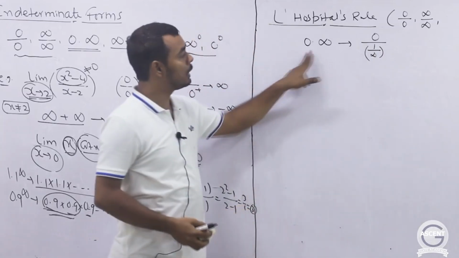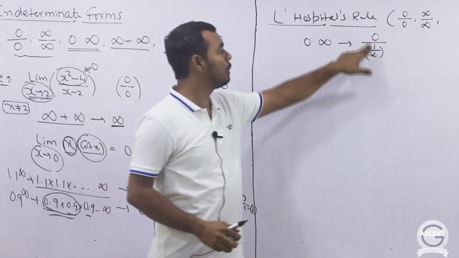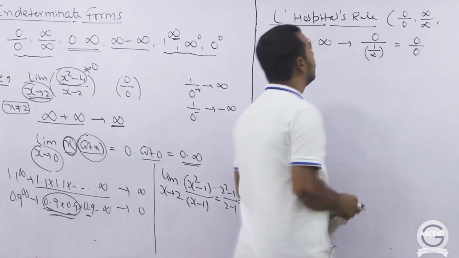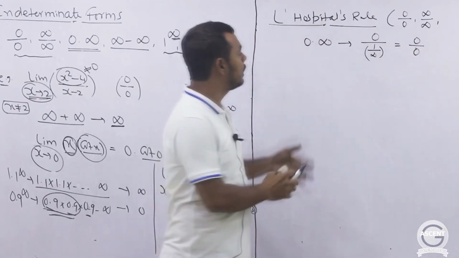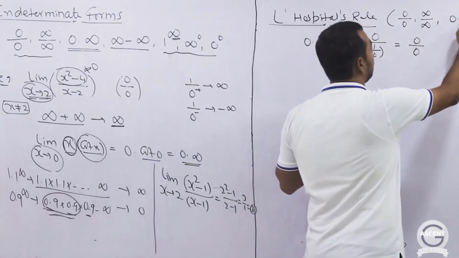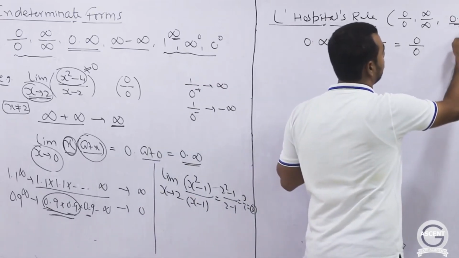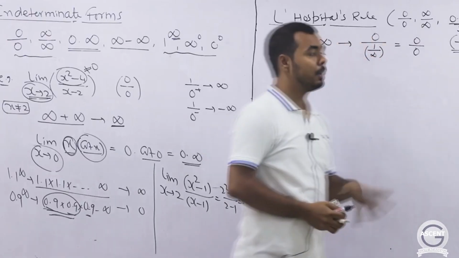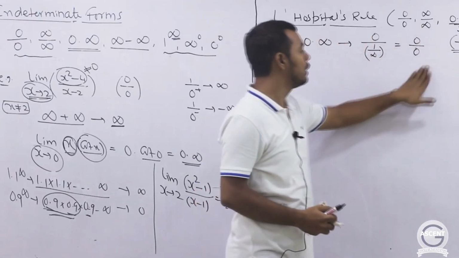You can write 0 into infinity as 0 by 1 by infinity, and this will become 0 by 0 indeterminate form. So remember that you can apply this L'Hopital rule in 0 into infinity indeterminate form also, but first you have to convert this into the form of 0 by 0 indeterminate form. With the help of some examples, we'll see how to do that.